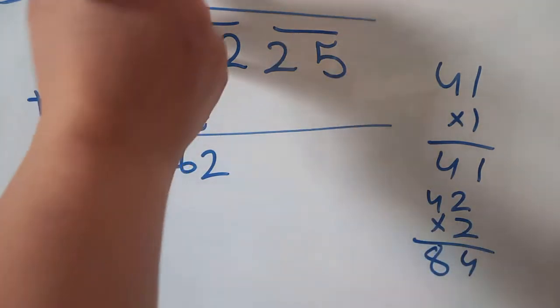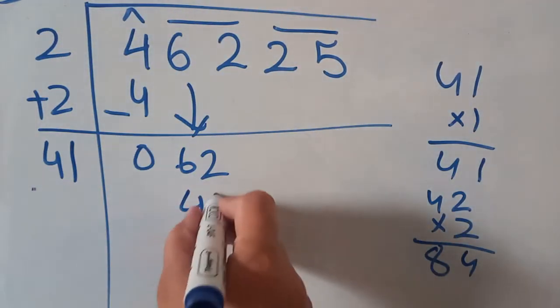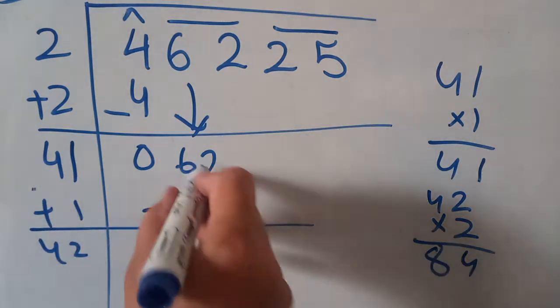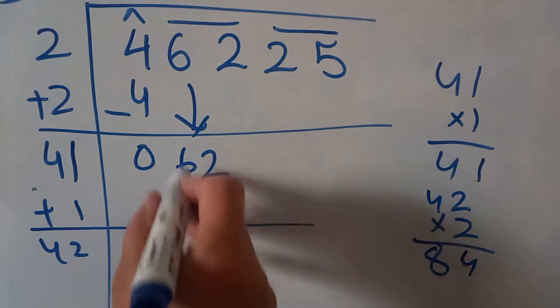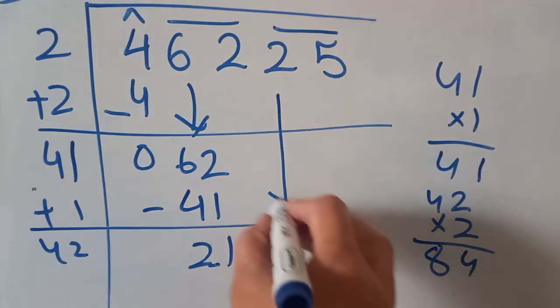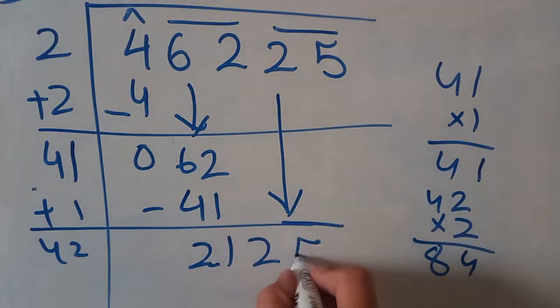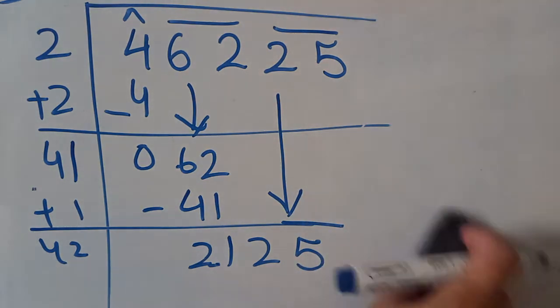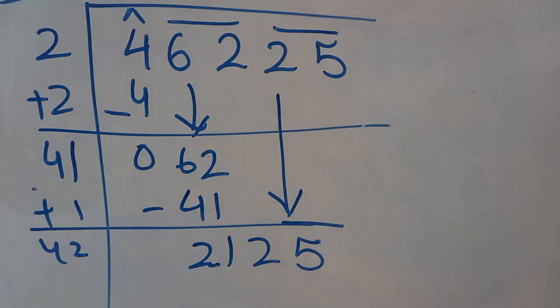So 41 means 1 times 1 is 41, negative. 2 minus 1 is 1, and 6 minus 4 is 2. So now we have our 21, and our next pair is 25. So now what we have to do, we are going to find the number which, when multiplied, gives us 2125.